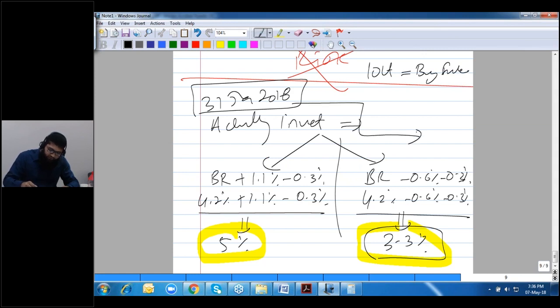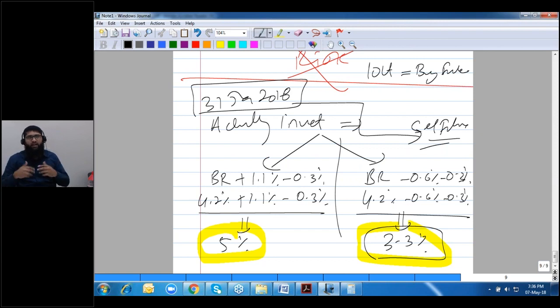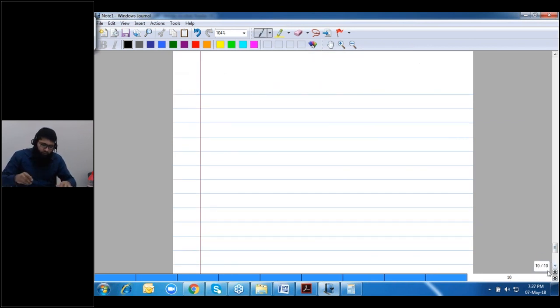And on 31st January 2018, we are actually going to sell the futures. So we bought the futures on 1st October, and we are going to sell the futures on 31st January 2018. So now you need to understand how exactly we are going to calculate the gains and losses. So let me take you through two scenarios.